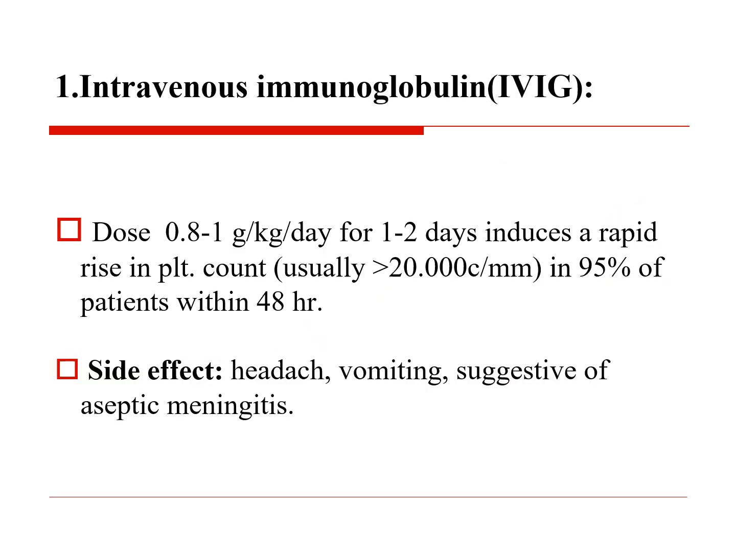The first line of treatment is intravenous immunoglobulin in a dose of 0.8 to 1 gram per kg per day for 1 to 2 days, that induces a rapid rise in platelet more than 20,000 per cubic millimeter in 95% of patients within 48 hours. Side effects: headache and vomiting, which when they occur are suggestive of aseptic meningitis.